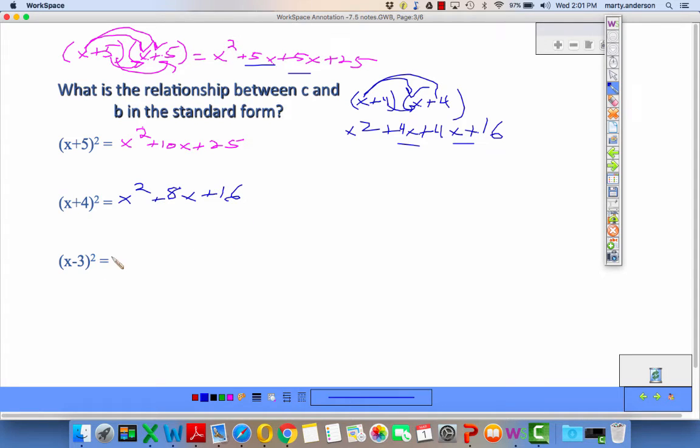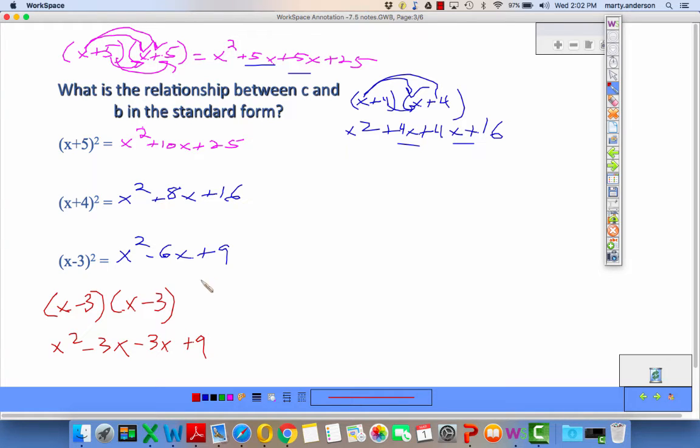Down here, I'm going to make a prediction. I get x squared, and then I multiply those two terms together, get minus 3x. I think there's going to be two of them, though. I think it's going to be minus 6x plus 9. Let's check it out, shall we? X minus 3 and x minus 3. X squared minus 3x minus 3x plus 9. I got it right.